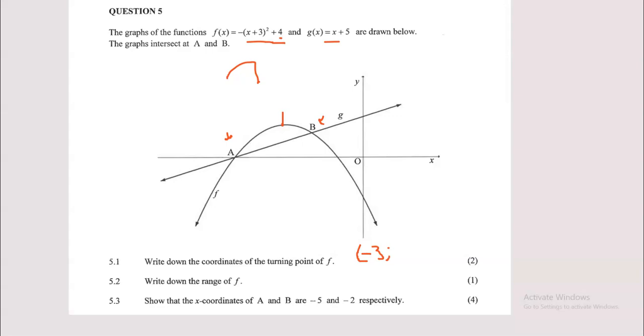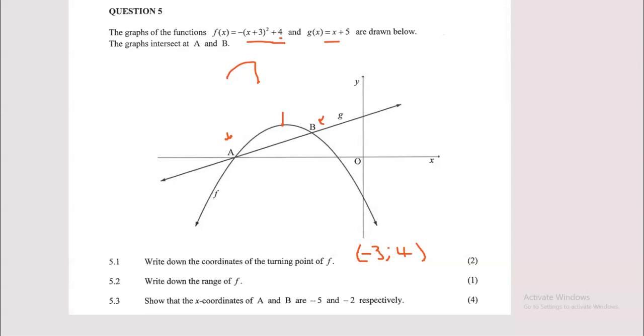Then remember, q always comes back with its sign. If it's minus 4, it comes back as minus 4. If it's minus 10, it comes back as minus 10. If it's plus 3, it comes back as plus 3. Q will never change. So q will remain as plus 4. Therefore my coordinates will be negative 3 and 4. That's for 2 marks.